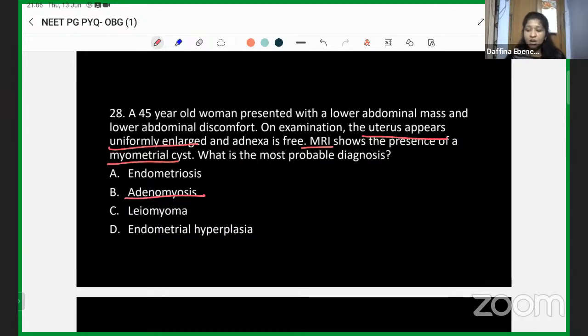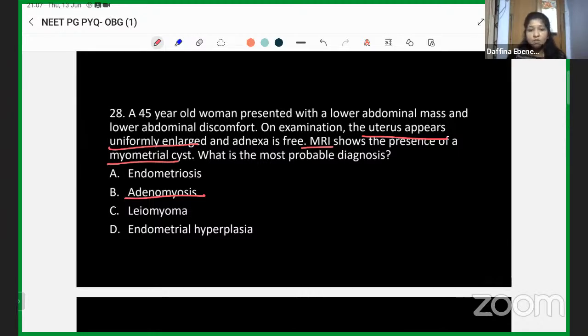Adenomyosis: you have a lower abdominal mass, lower abdominal discomfort, uniformly enlarged uterus, free adnexa, MRI showing the presence of a myometrial cyst. All these are going to point to adenomyosis. Is it leiomyoma? They have not mentioned anything regarding any bleeding abnormalities. Both leiomyoma and endometrial hyperplasia, they have not mentioned any AUB component. In leiomyoma, there need not be an AUB component, but still there are no other pointing features towards leiomyoma. Endometrial hyperplasia, obviously there's going to be some form of AUB. There's no AUB mentioned. The only thing mentioned is a lower abdominal mass and lower abdominal discomfort. The answer will be adenomyosis.